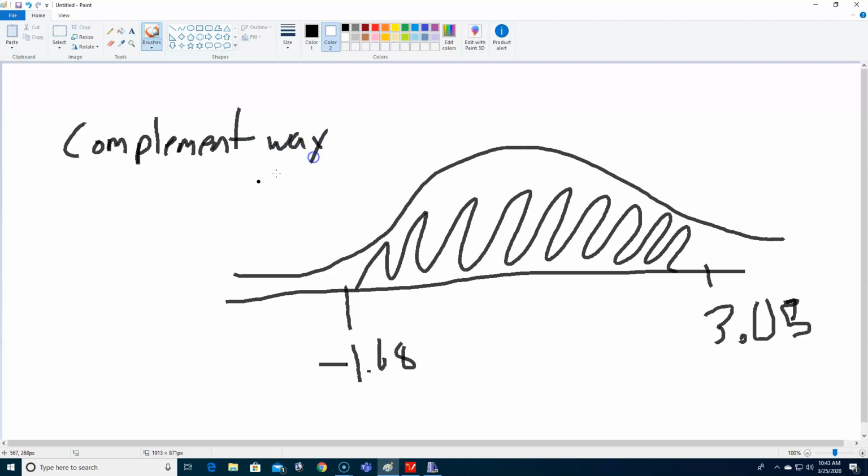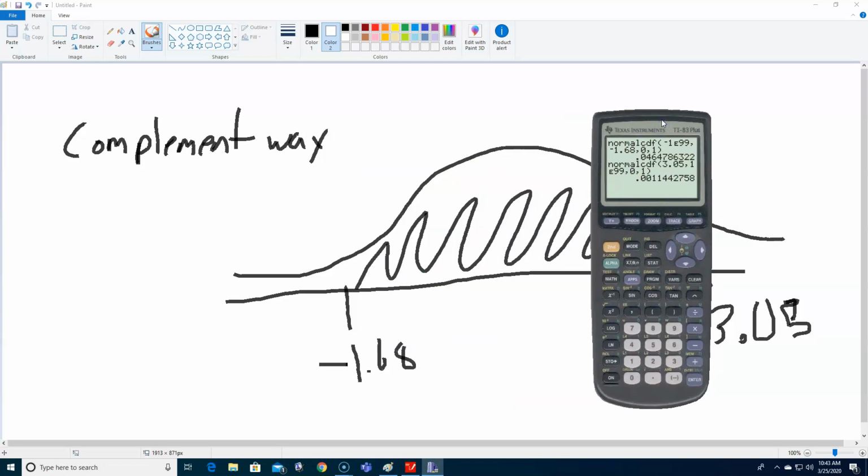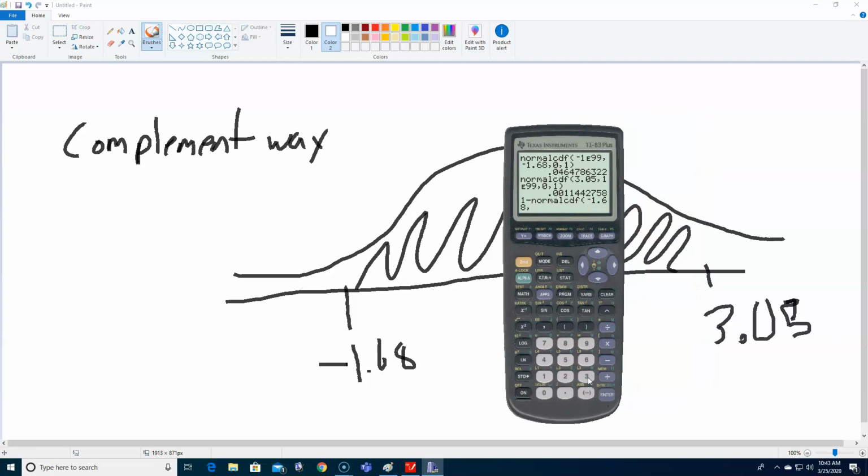So in my calculator, it's going to be quicker because I only have to do one thing. For the complement way, I'm going to start with a 1 minus because I need the complement of the answer. So I'm going to start with 1 minus the number. Now I'm going to do the normal CDF. My lower bound number is where I'm going to start, negative 1.68. My upper bound number is where I'm going to end, 3.05. Average is 0. Standard deviation is 1.